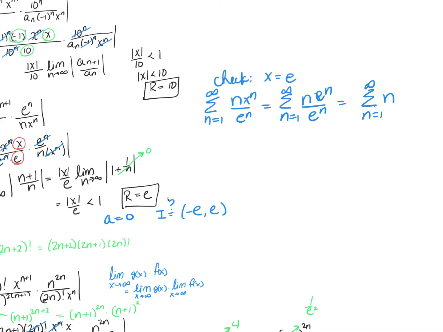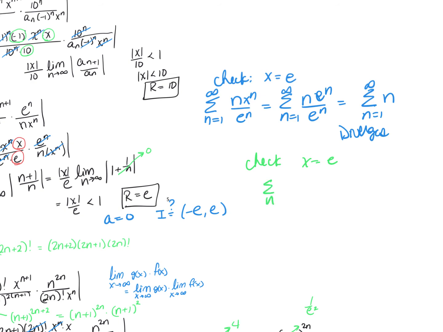Now we know this diverges. So that tells me that at least this endpoint is correct. It's non-inclusive. Now I'm going to check the other endpoint. So I'm going to check x is equal to negative e.